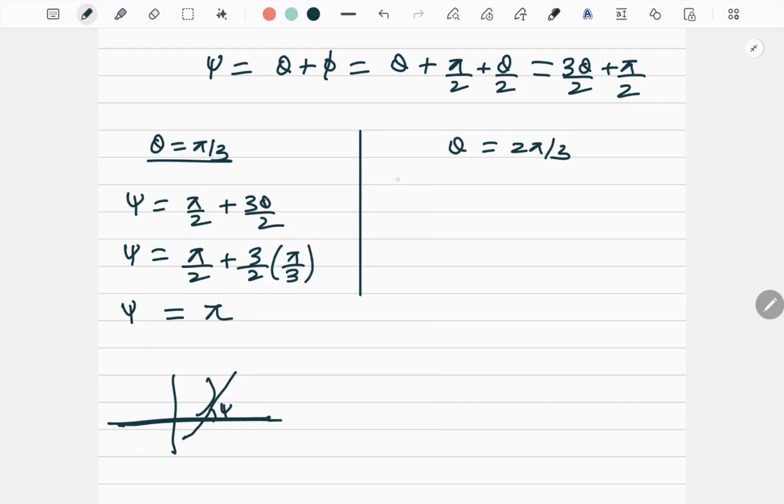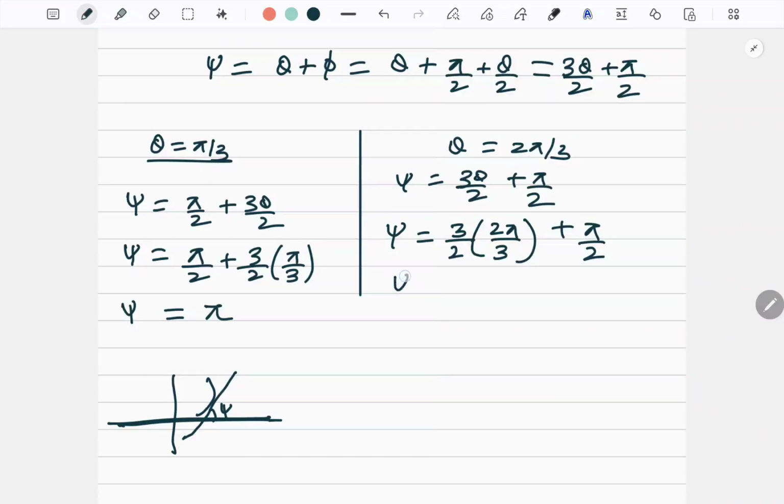Now let us do the other case. Psi = 3 theta/2 + pi/2. So psi = (3/2)(2 pi/3) + pi/2. So psi = pi + pi/2, which is equal to 3 pi/2. 3 pi/2 means 270 degrees. 270 degrees means this, so the angle is this. So in this case I can say parallel, and in this case I can say perpendicular. That is what they have asked in the question, that they are respectively parallel and perpendicular. So I am done with the question.